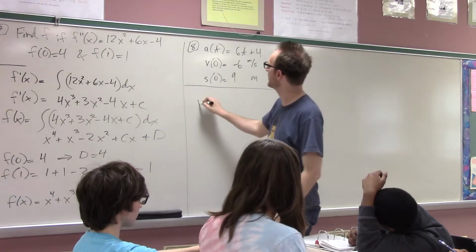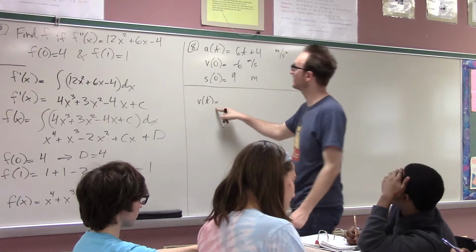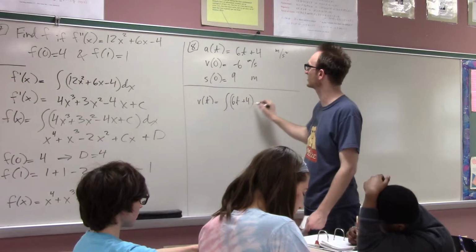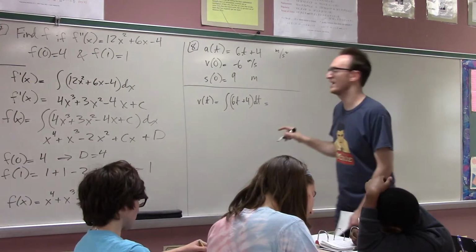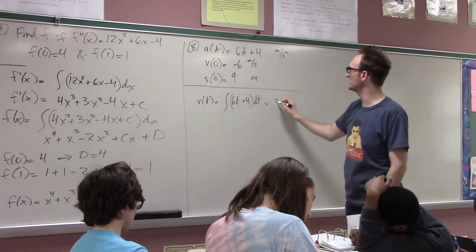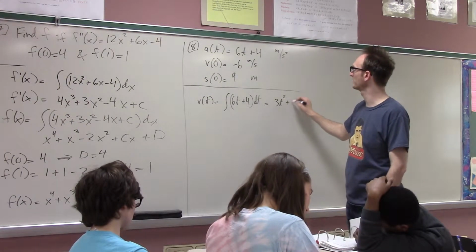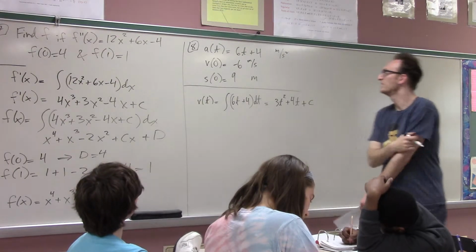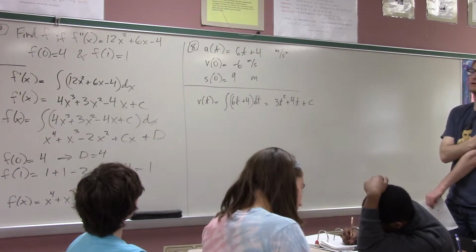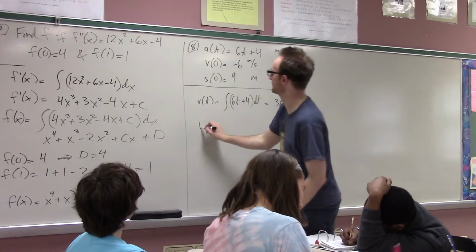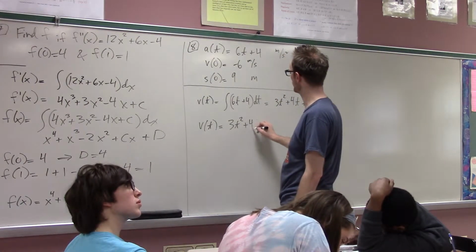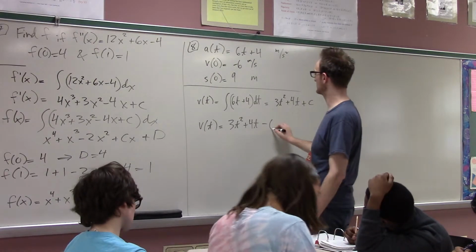If this is the acceleration, then what is the velocity function? The velocity function must be some antiderivative of that acceleration function, yeah? And then what is that? You go up a power, so it's 3t squared plus 4t. Is that what you got? Did I do that right? Yeah, plus c. But then c has to be -6. And so the velocity function is actually 3t squared plus 4t minus 6.